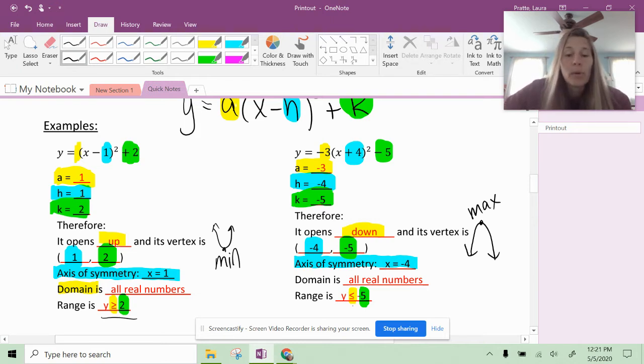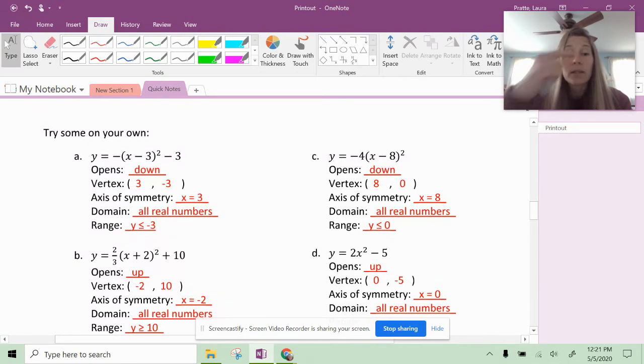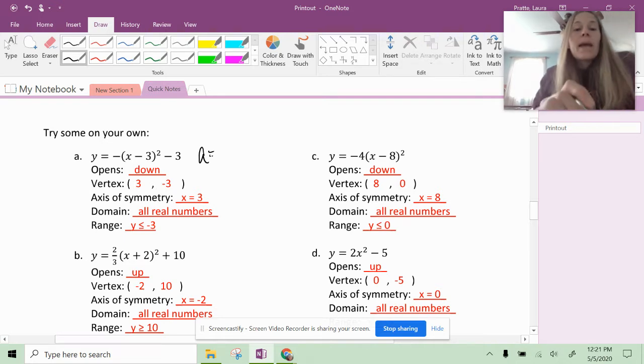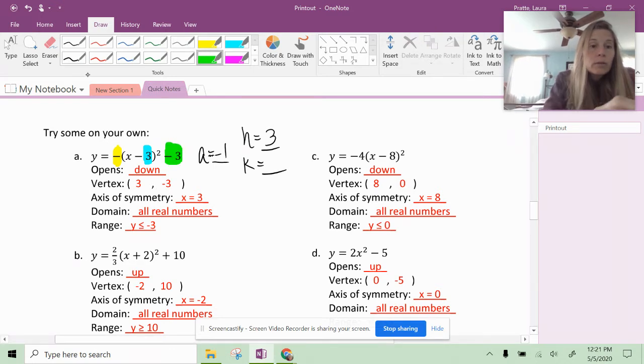So let's do a couple more examples. Okay, these are already filled in, but just to kind of explain where we're getting this information from. Okay, so again, it's helpful to me to write down your A, H, and K. So my A in this example here is, you see just the negative there. So we would say A is negative 1. H is the number that's being subtracted in there. So that's actually going to just be a 3. And then K is this number at the end, and that's a negative 3.